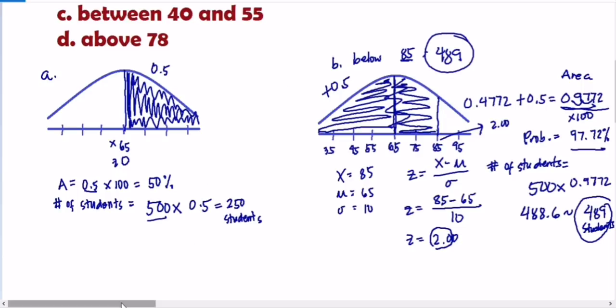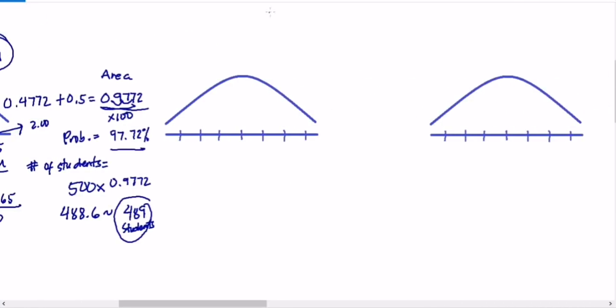Okay? Let's proceed with letter C, which is between 40 and 55. Ito, between 40 and 55. So, gamit tayo ng isa pa. So, dito, letter C, between 40 and 55. So, locate natin yung gitna natin, yung mean, which is 65. Ang 40, matatagpuan yan dito sa kaliwa. Kung ito ay 55, ito ay 45, and ito ay 35. Ang 40 ay matatagpuan between 35 and 45. So, 40, dito yan. Okay, yan yung 40 natin. Then, yung isa naman, 55, ito yun mismo.